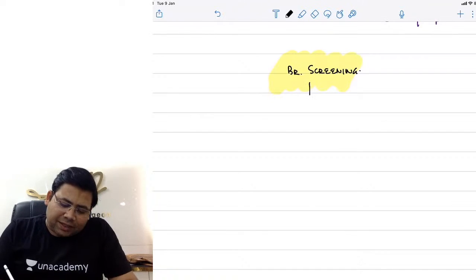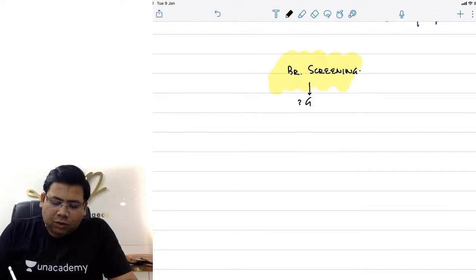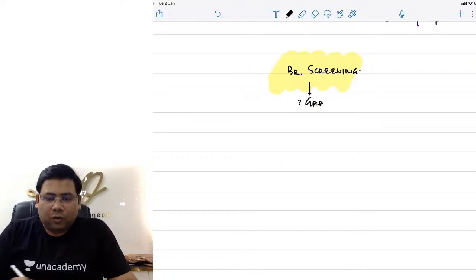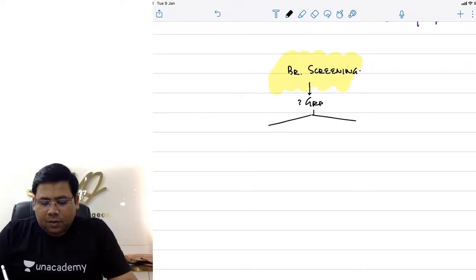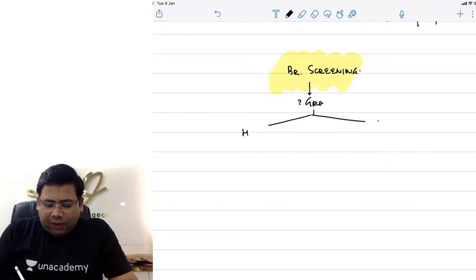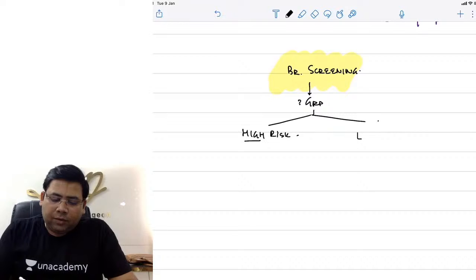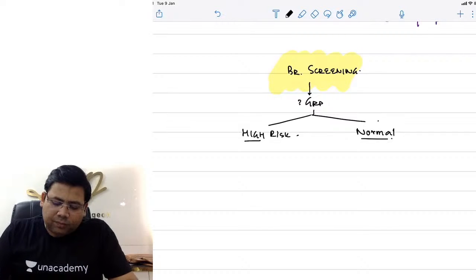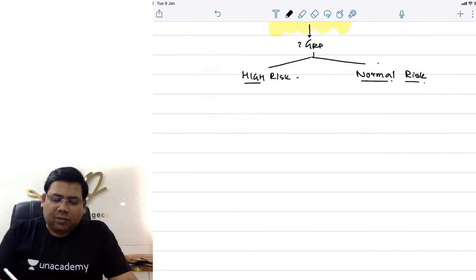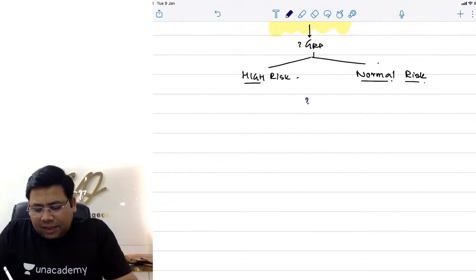So when we talk about breast screening, the next question should be what group? And when we talk about group, we have a high risk group, and we have a normal risk group. But when we talk about the high risk group versus normal risk group, the first thing is the age at which you will start the screening.